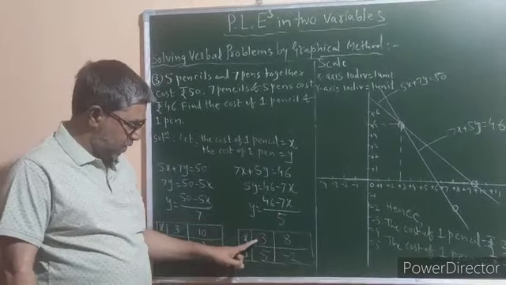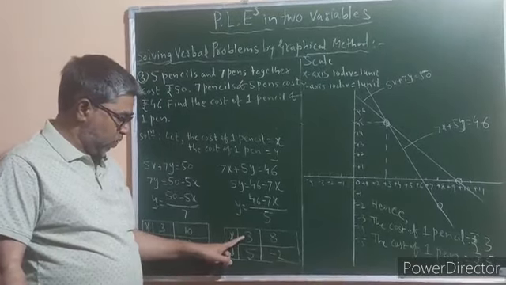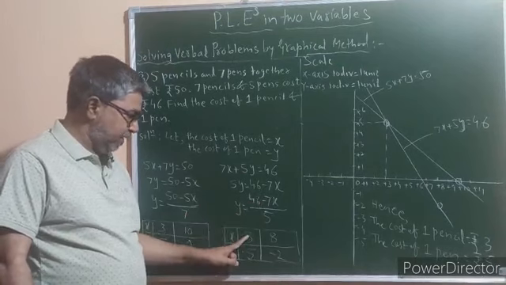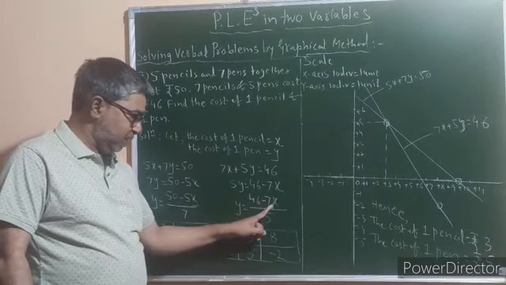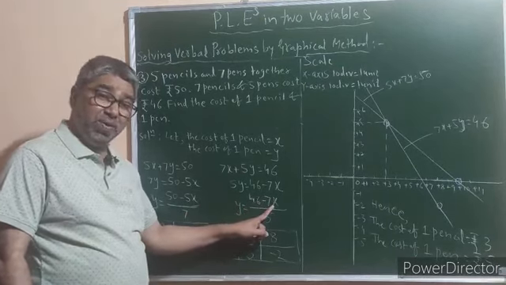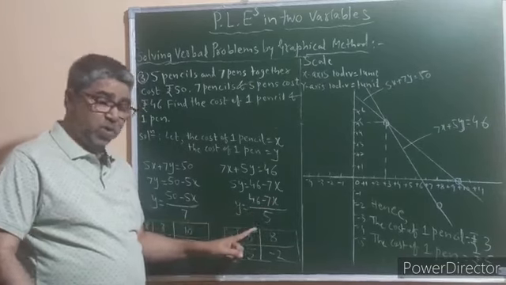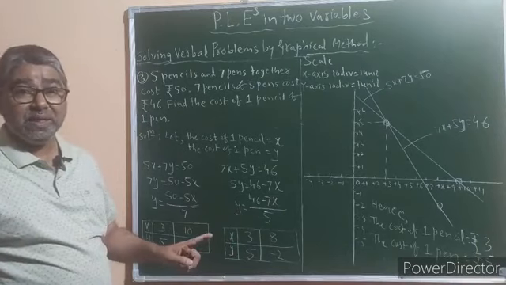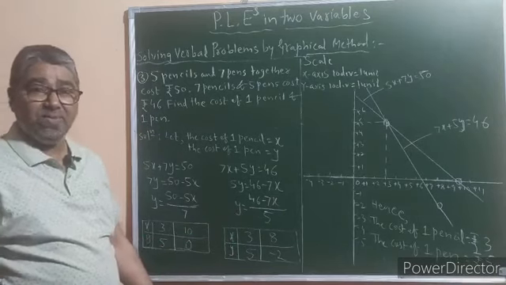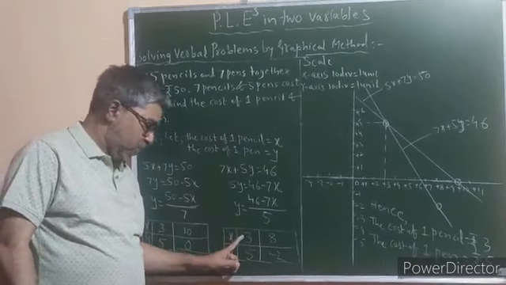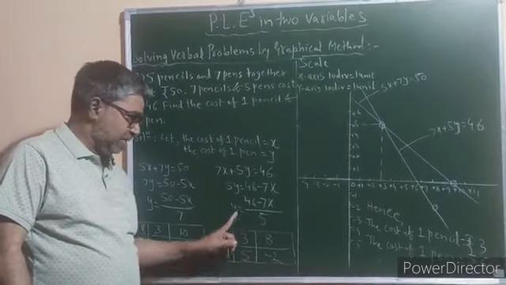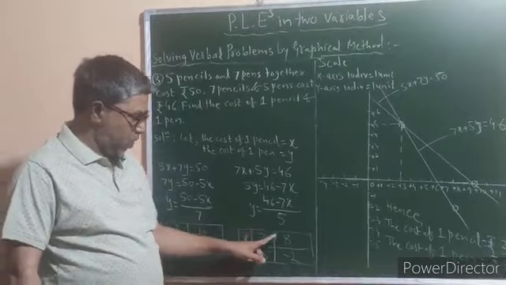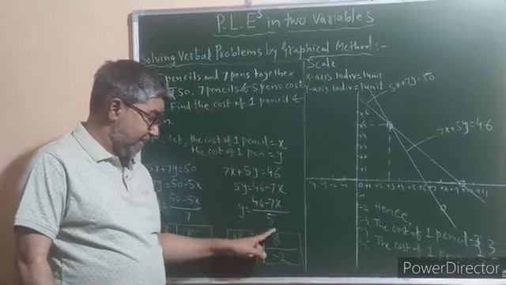Now for the table of values of x and y, if you go for x as 3, 7 3s are 21. 46 minus 21 will be 25, and 25 is a multiple of 5, completely divisible by 5. 5 5s are 25. If the value of x is taken as 3, in this equation the value of y will be 5.